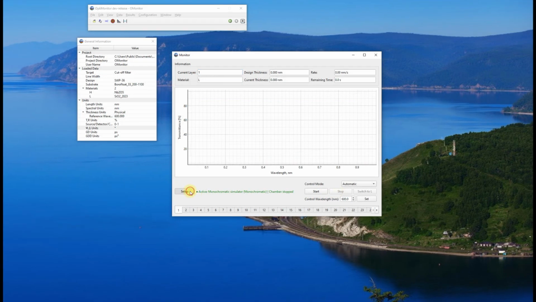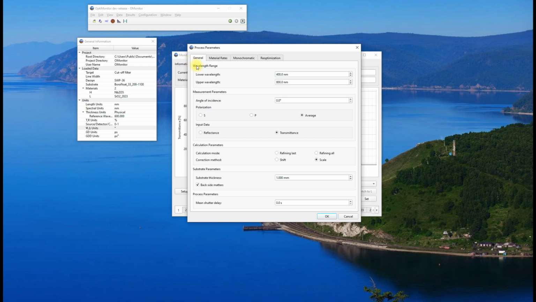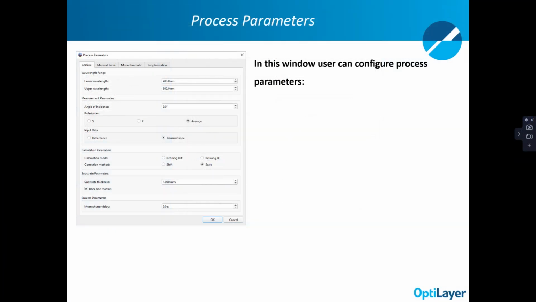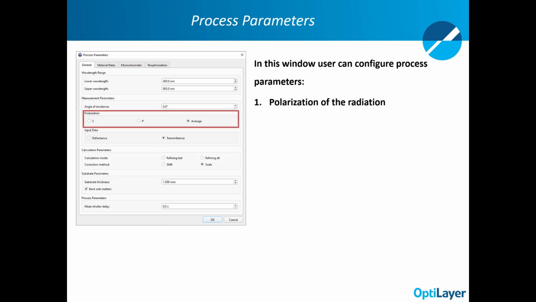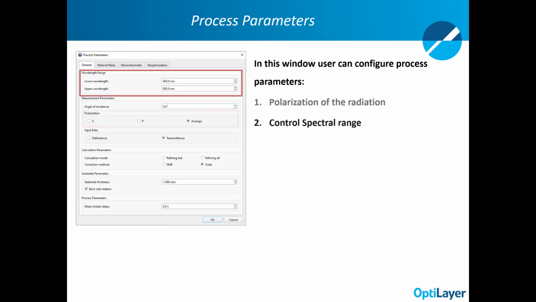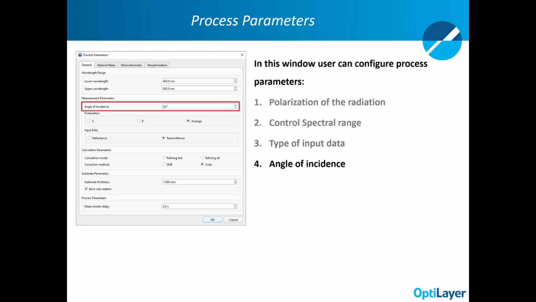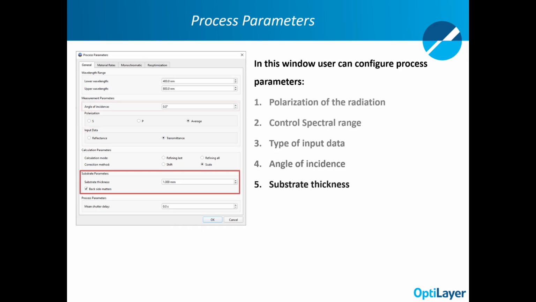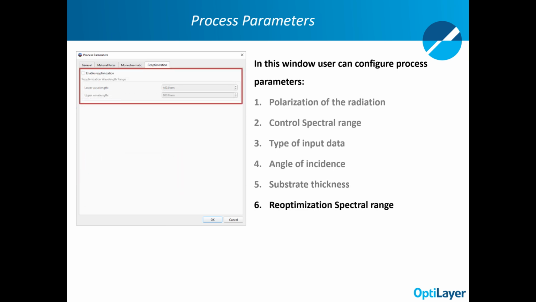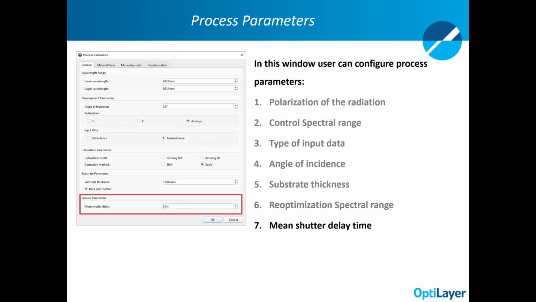Before starting the deposition process for the optical structure, the user can configure the process parameters. These include 1. Polarization of the radiation. 2. The spectral range in which process control will be performed. 3. The type of input data, reflection or transmission. 4. The angle of radiation passage through the substrate. 5. Substrate thickness, with or without consideration of backside reflection. 6. The spectral range in which optical structure reoptimization will be conducted. And 7. Setting the lead time for shutter closure.